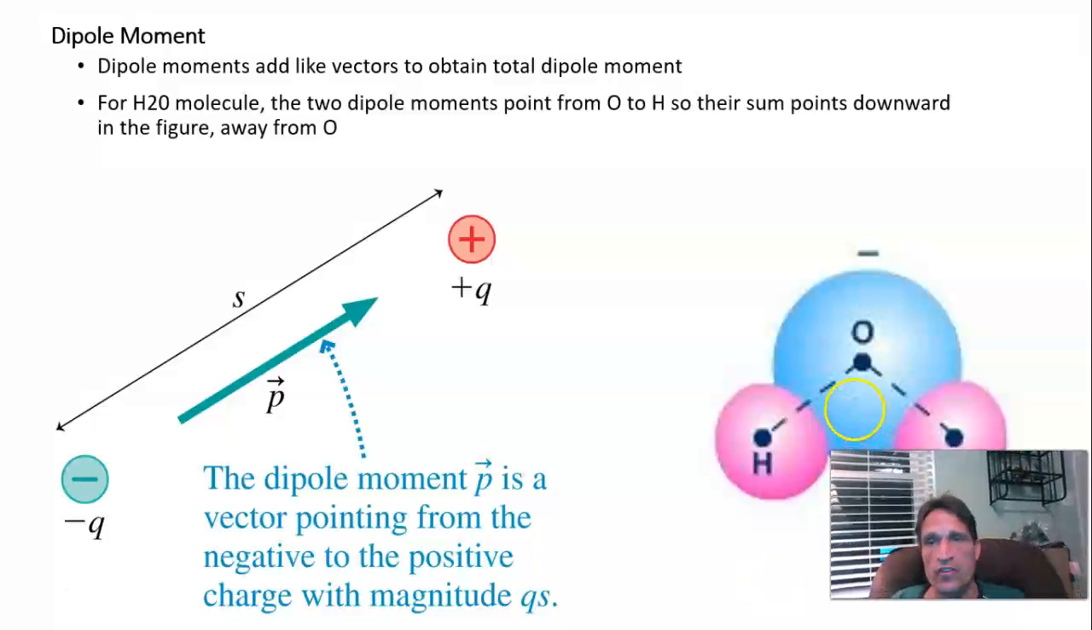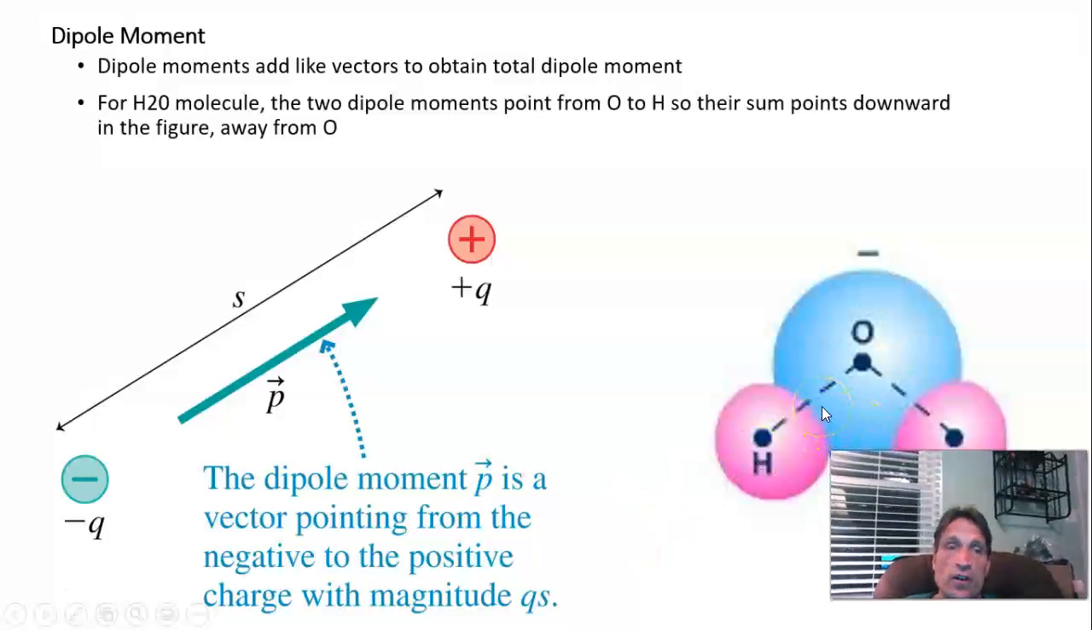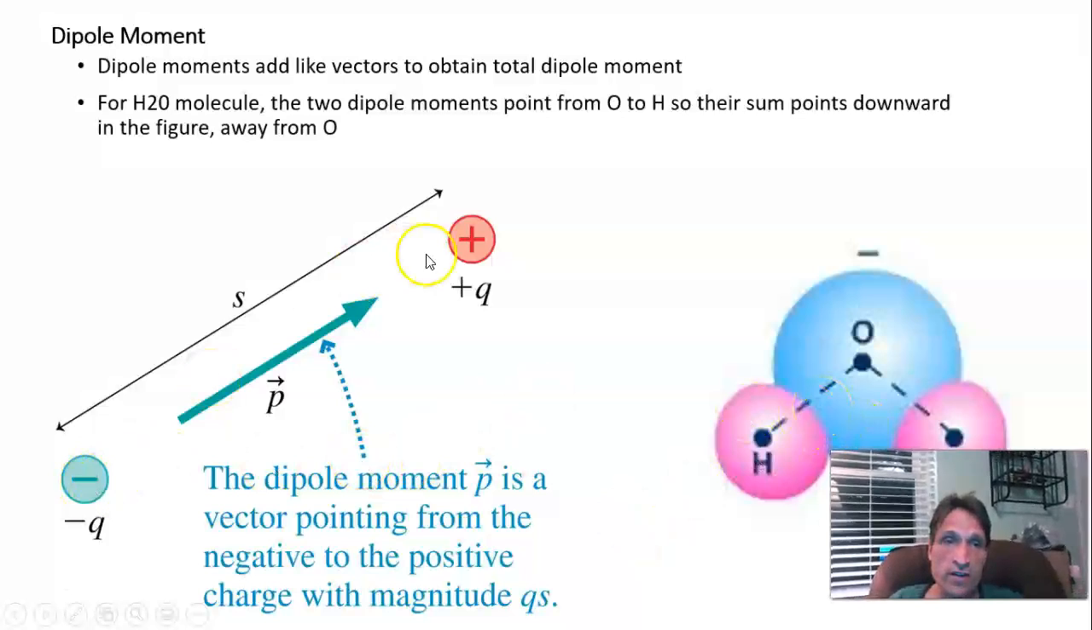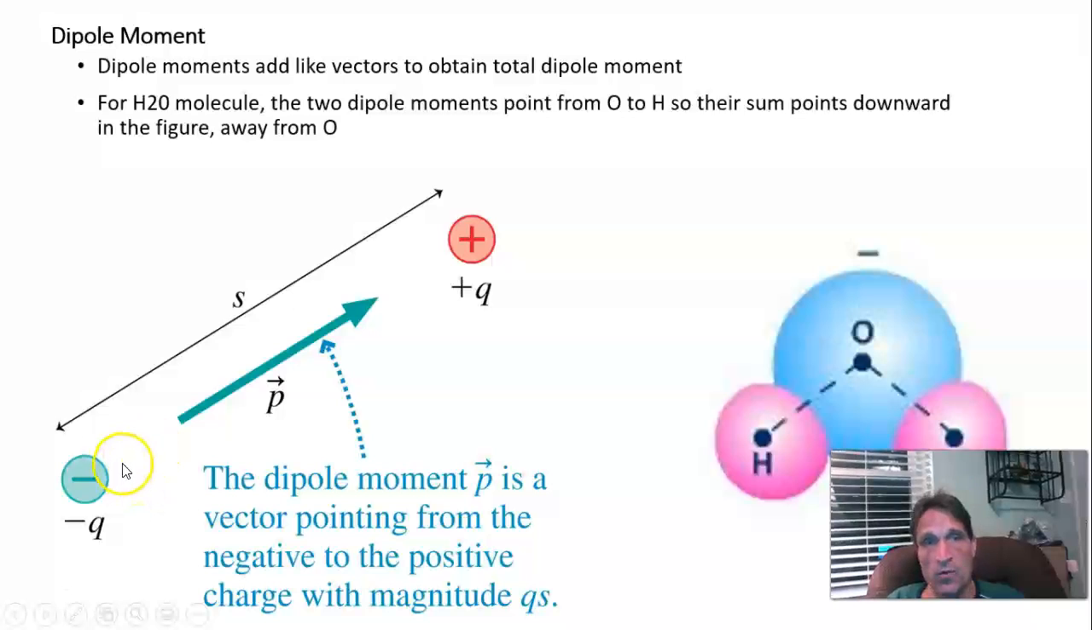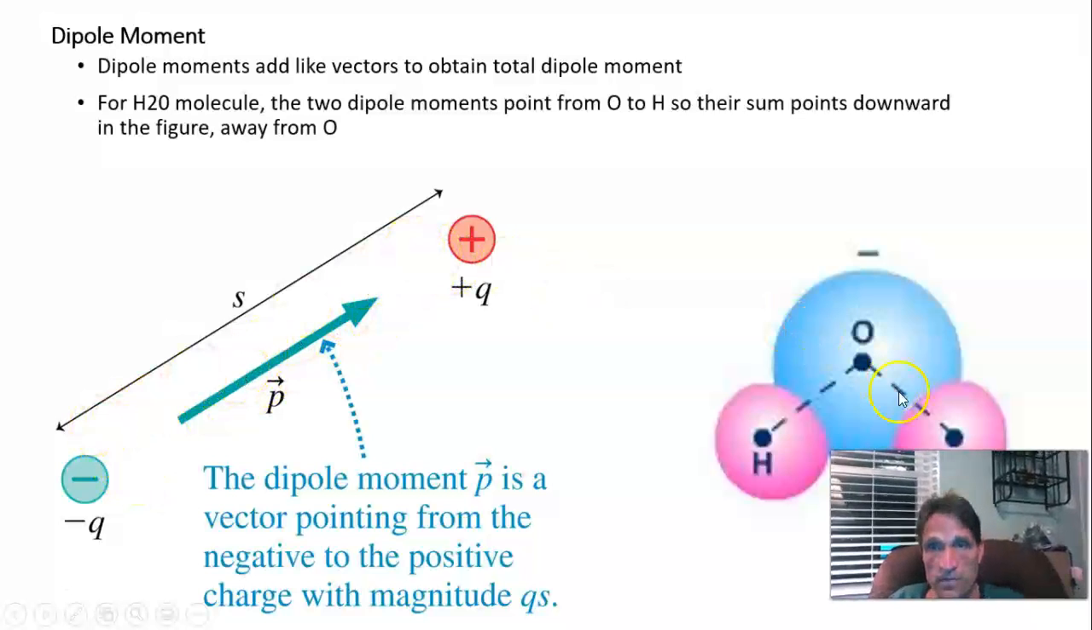Another interesting thing about dipole moments is that if there are multiple dipole moments, to get the total, we add the vectors. Okay, so let's look here. If you have a single negative charge and a single positive charge, and their magnitudes are q, the dipole moment points negative to positive, and its magnitude is q times s. What about a water molecule?